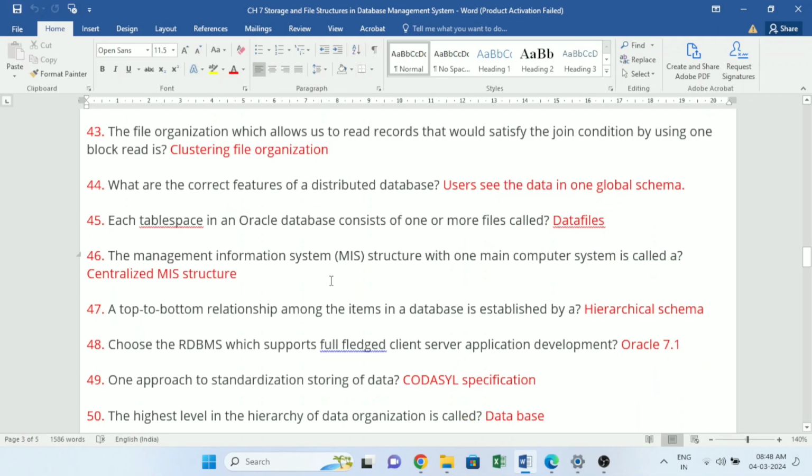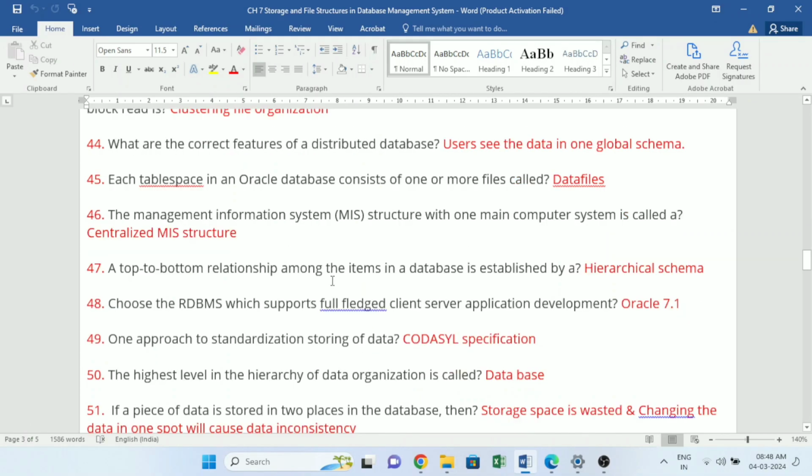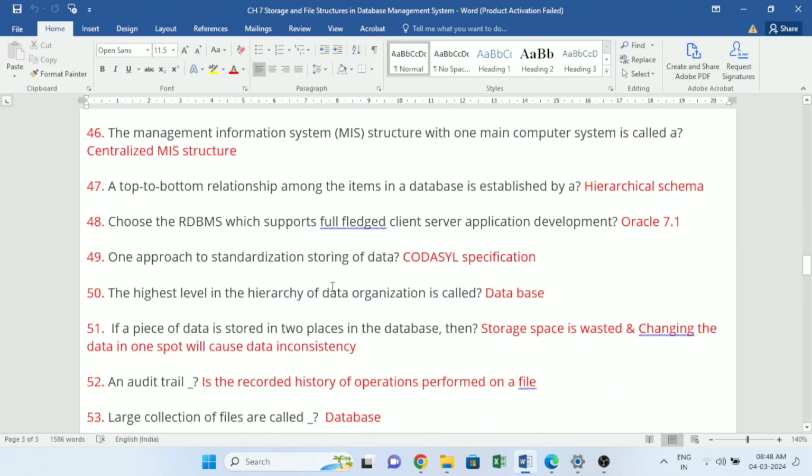45. Each table space in an Oracle database consists of one or more files called data files. 46. The Management Information System, MIS, structure with one main computer system is called a centralized MIS structure. 47. A top-to-bottom relationship among the items in a database is established by a hierarchical schema.